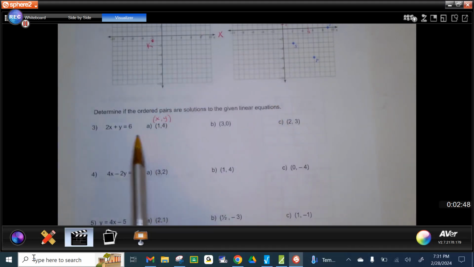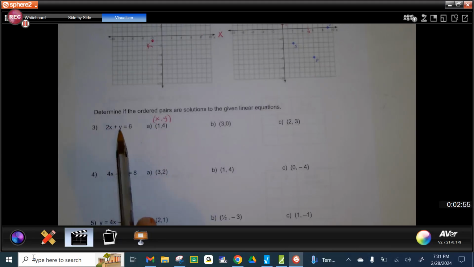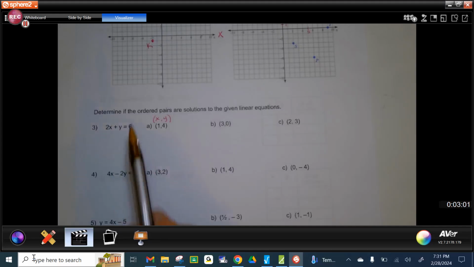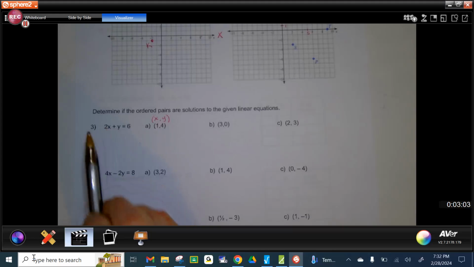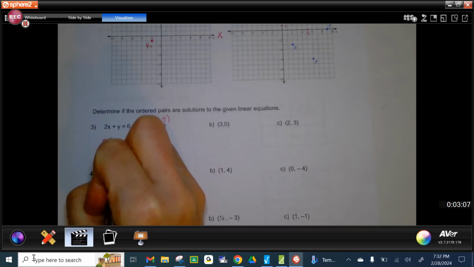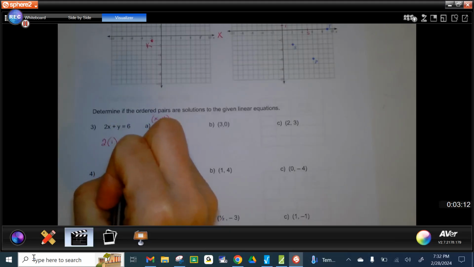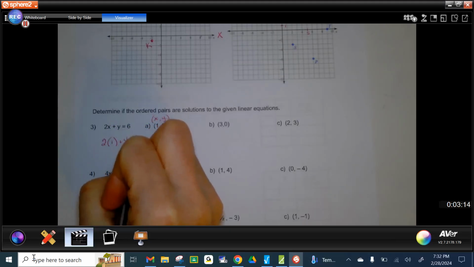So if I want to know if this is a solution, I'm going to put these values into the equation, do the math, and see if it makes a true statement. So let's see what I mean. I'm going to take the 1 and put it in for the x. So this is 2 times x. That's 2 times 1. And then I'm going to put the 4 in for the y. So that's plus 4. And that equals 6.